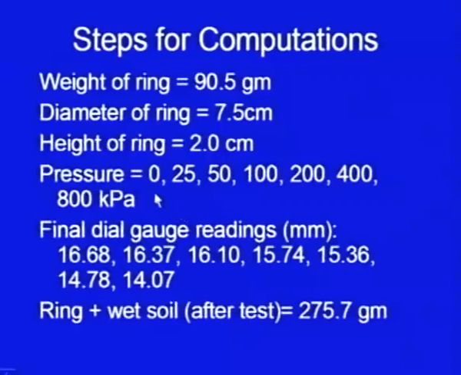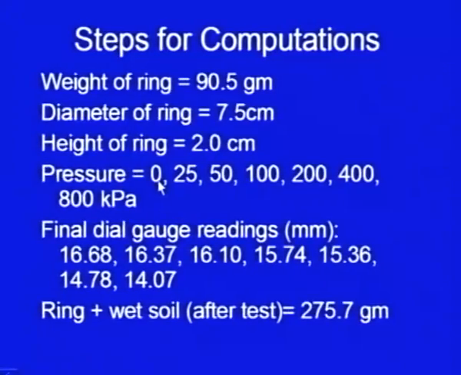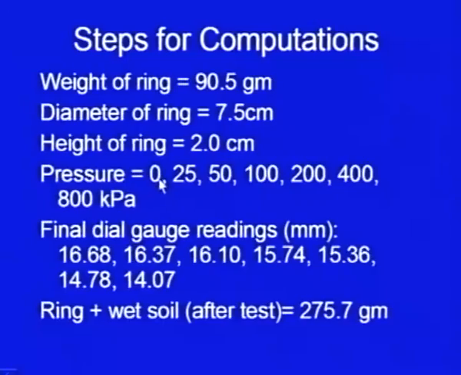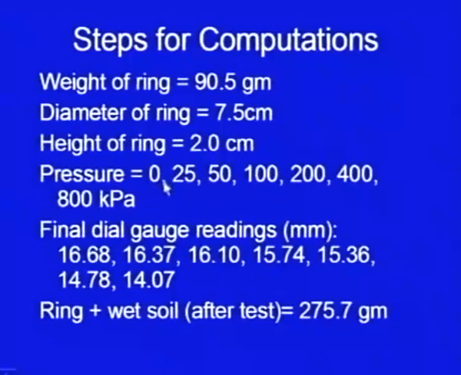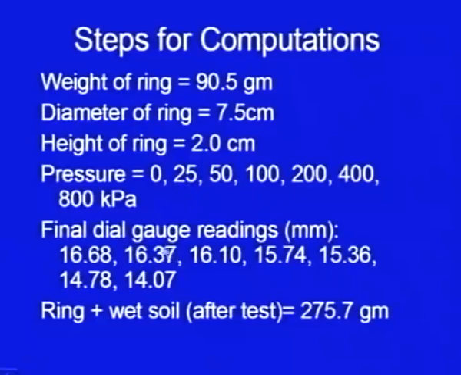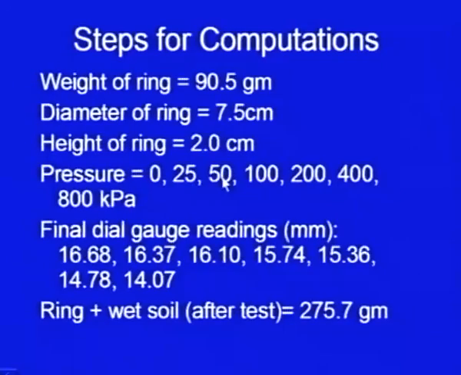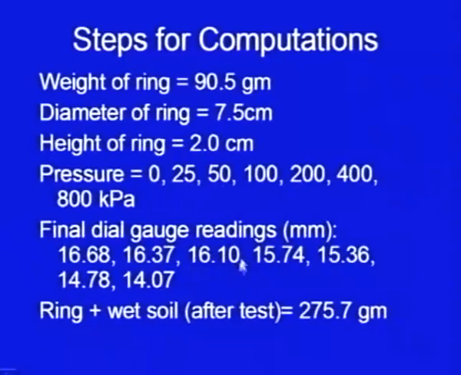When I do the consolidation test, these are the different vertical pressure values which have been applied. First one is 0, means there is no pressure, then 25 kPa, 50 kPa, 100 and so on, and each pressure is maintained for a sufficiently long duration, so that complete settlement occurs, and in general we keep every loading for 24 hours. Corresponding to 0, this is the first dial gauge reading. Corresponding to 25, this second reading is the final reading. When the pressure is 50, this reading 16.10 is the final reading.